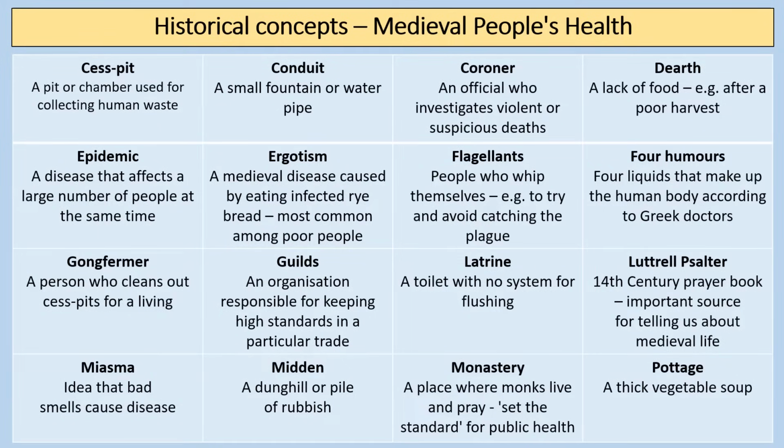Some key historical concepts that you're going to come across in medieval people's health. A cesspit is a pit or chamber used for collecting human waste. A conduit is a small fountain or water pipe. A coroner is an official who investigates violent or suspicious deaths. Dearth, which is a good word to use, a lack of food, such as after a poor harvest or the Great Famine of 1315 to 1316. An epidemic is a disease that affects a large number of people at the same time.